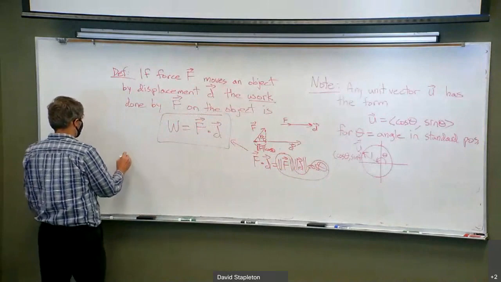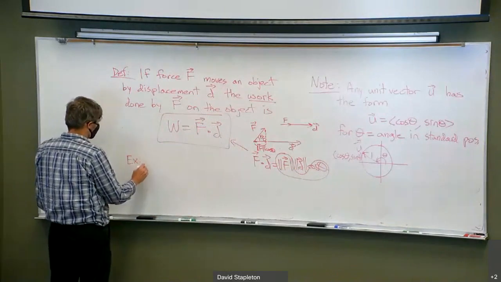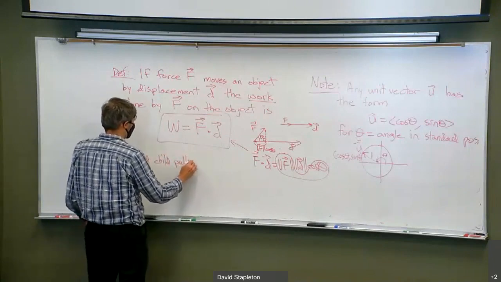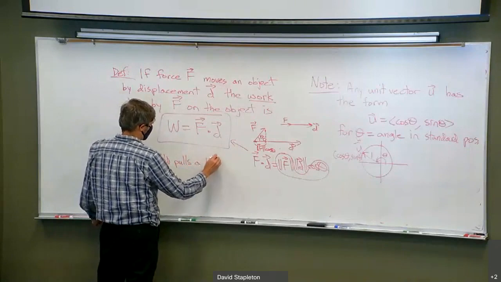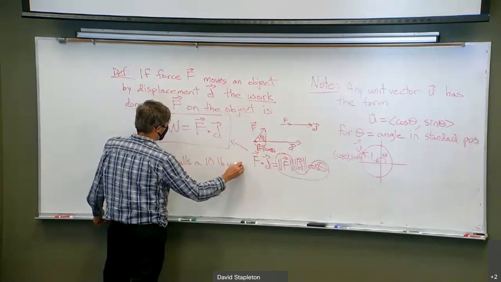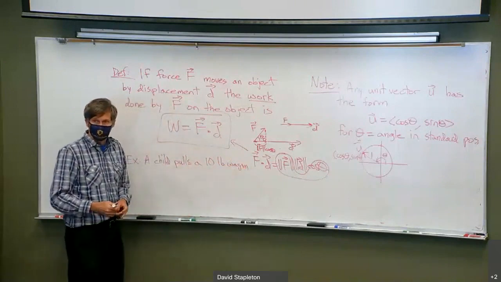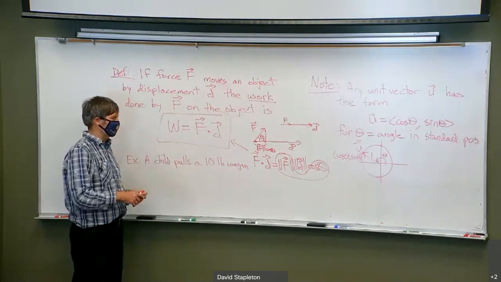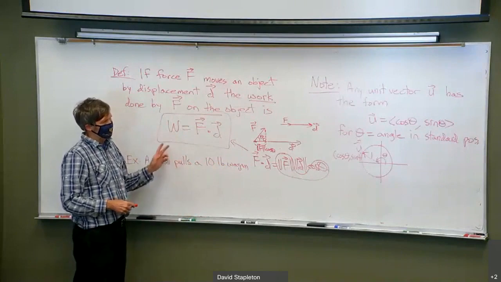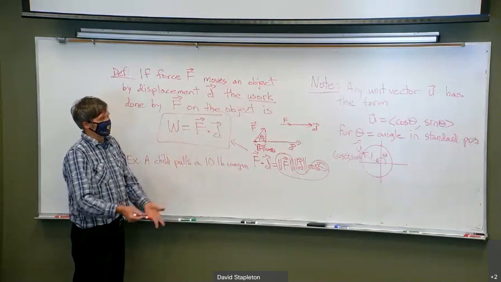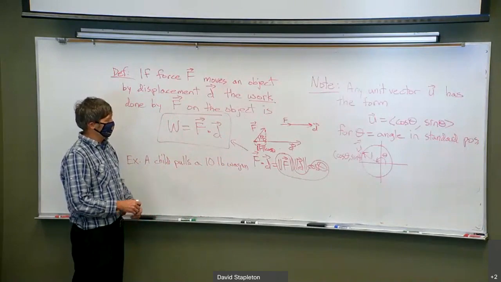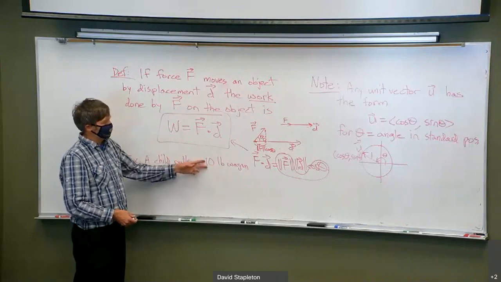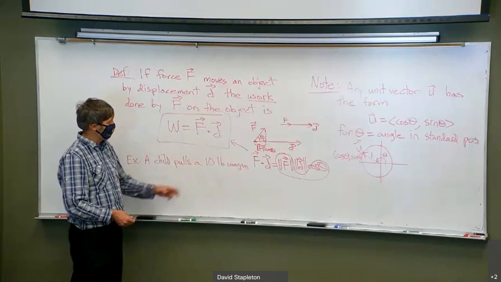So we can do an example of that. This is my favorite example of work. Suppose a child pulls a wagon. Let's say a 10-pound wagon. Pounds is actually a unit of force. It's not a unit of mass. Kilograms is mass, but you have to multiply kilograms times the acceleration of gravity, right? Mass times acceleration gives you the force in newtons. So if you get a force in the metric system, it's in newtons. If you get a force in the English units, it's pounds. And the mass is in slugs, and you take slugs times acceleration of gravity, then you get pounds.